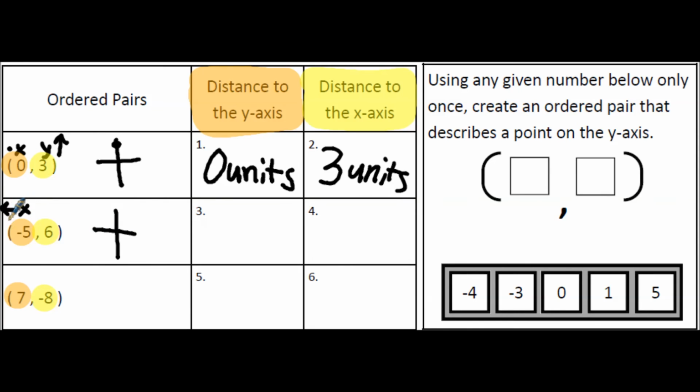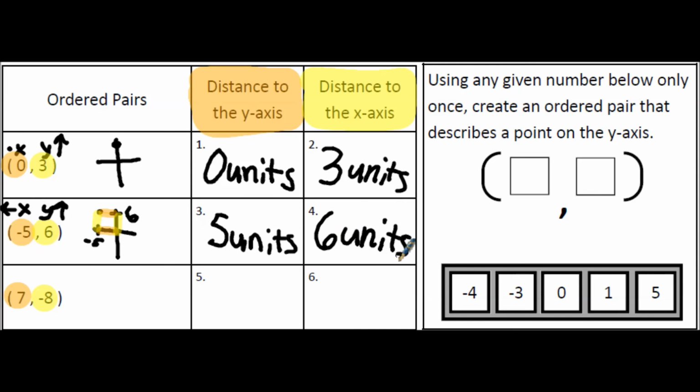So for this next point, our x-coordinate goes to the left 5 spaces, and our y-coordinate goes up 6 spaces. So if I'm left 5, I'm at negative 5, and up 6, that point is going to be at a positive 6. If we are looking at the distance to the y-axis, we're looking at how far we moved left or right, which is our x-coordinate. So we moved to the left 5 spaces, or we are 5 units away from the y-axis. If we look at our y-coordinate, we moved up 6 spaces, so we are 6 units away from the x-axis.